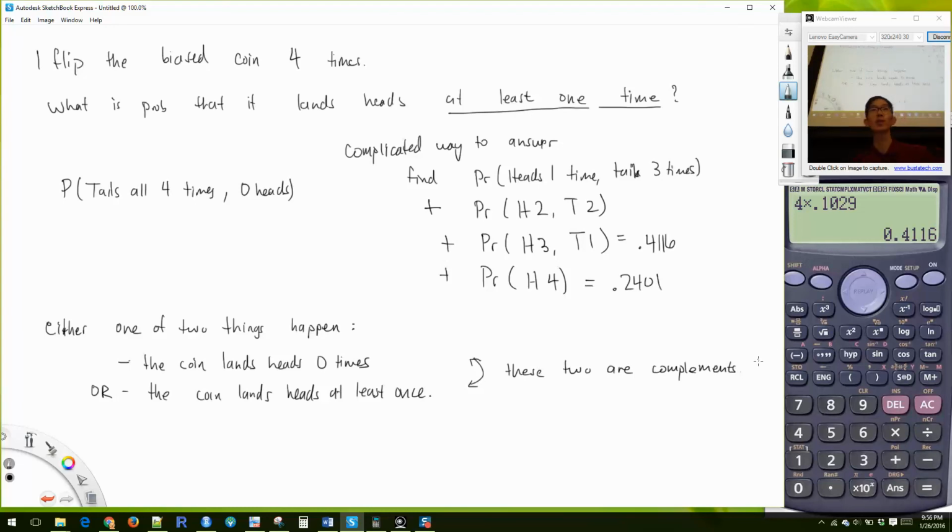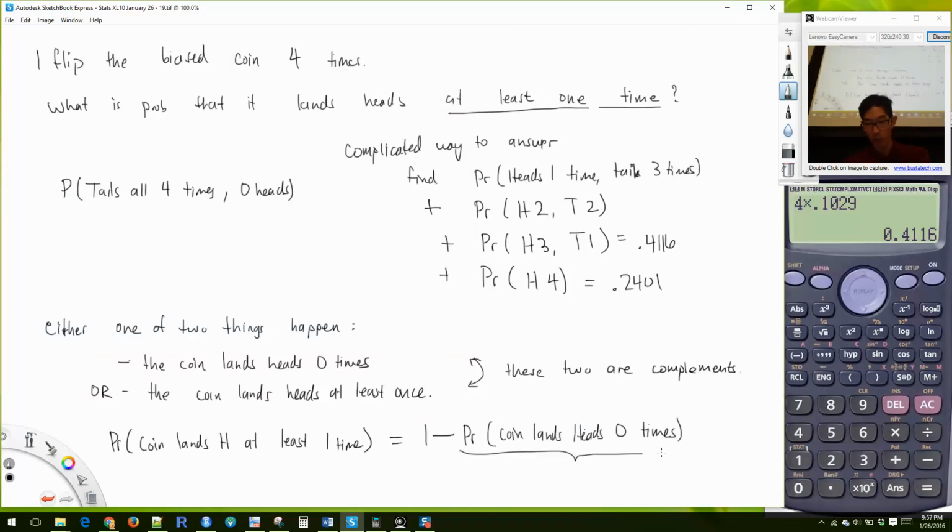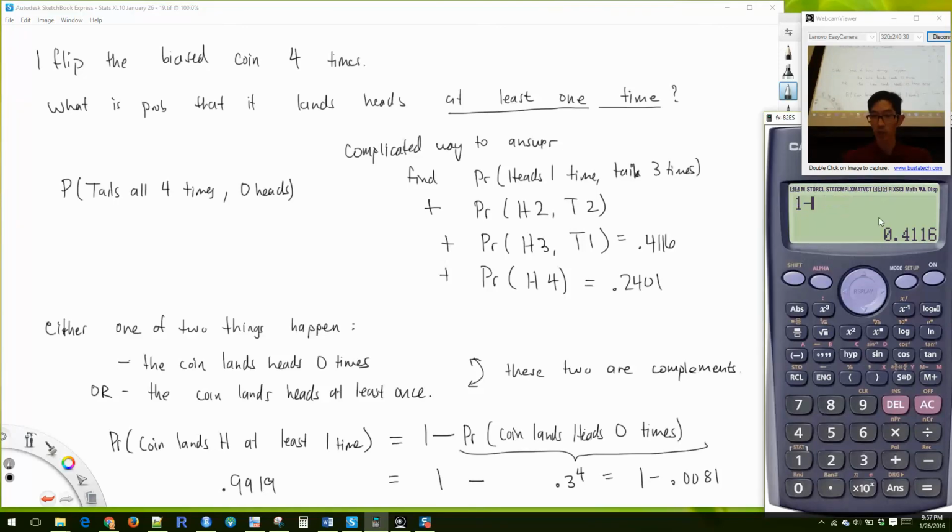Okay, are we following this? So the probability that the coin lands heads at least once is equal to 1 minus the probability that the coin lands heads zero times. Do we know the answer to the probability that the coin lands heads zero times? 0.3 to the fourth, right? We did that on the previous page. So the answer is going to be 1 minus that. So this is 1 minus 0.0081, and that gives me 0.9919. 1 minus 0.3 raised to the fourth. Yeah, 0.9919.